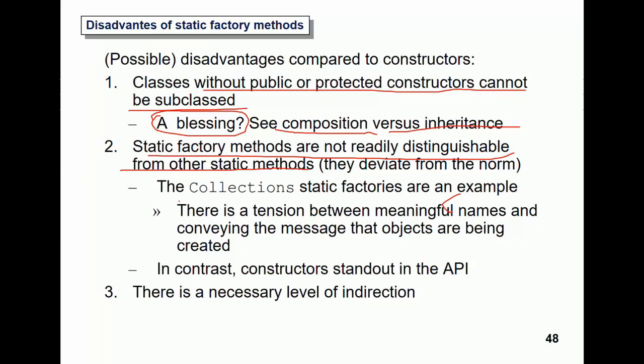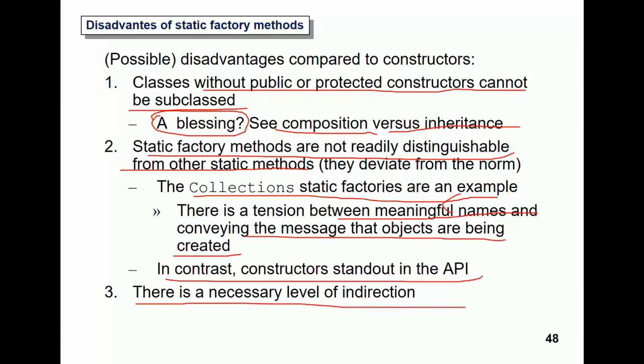So it needs to be clear, and your documentation needs to be clear on how to create the objects. An example of that is the collection static factories. If you look at the collections framework, they use static methods quite a lot, so it can get a bit confusing. You need to be careful when you're reading the documentation. So there's a tension between meaningful names and conveying the message that objects are being created. In contrast, constructors stand out clearly in the API. Obviously, there's also a necessary level of indirection. You're adding a bit more complexity to your code to create the objects. So it's a necessary thing. You can't do it any other way.